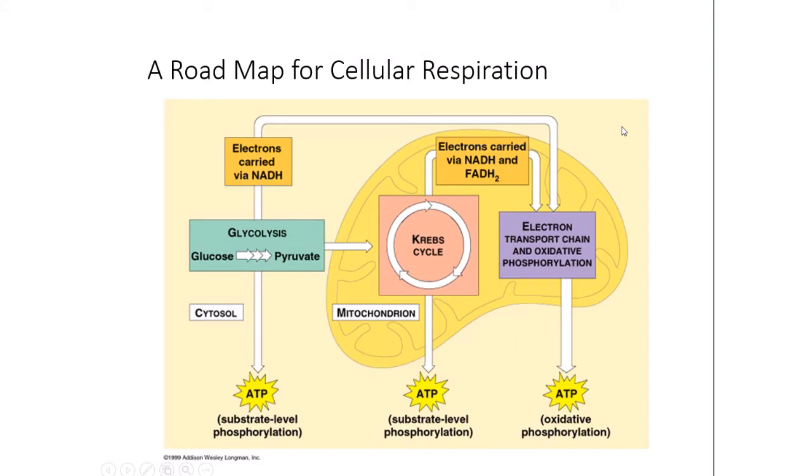So here is a roadmap for cellular respiration. We have glycolysis being the first step, and that happens in the cytoplasm of the cell. The product of glycolysis is something called pyruvate that will then go into the matrix of the mitochondria, where it will undergo the second step, pyruvate oxidation, as well as the third step, the Krebs cycle. All this time, you will be releasing high energy electrons, and these electrons will be carried via NADH. The NADH and the FADH2 will take these electrons to the electron transport chain, where you'll be producing ATP.